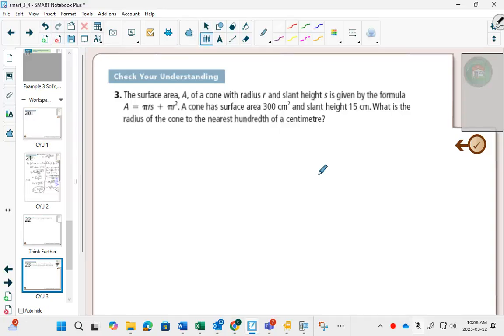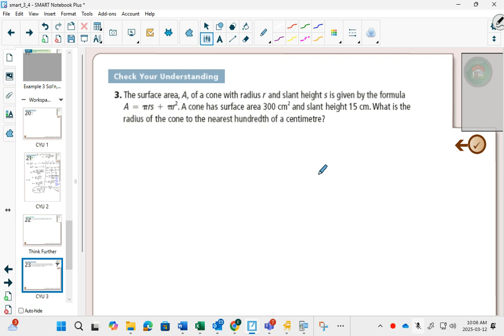Everybody's favorite word problems. Okay. The surface area of a cone with radius r and slant height s. Remember these formulas from grade 10? It is pi r s plus pi r squared. And then it goes on to tell us that the cone has a surface area of 300, a slant height of 15, and asks what's the radius?